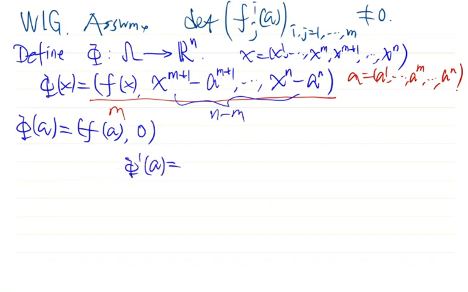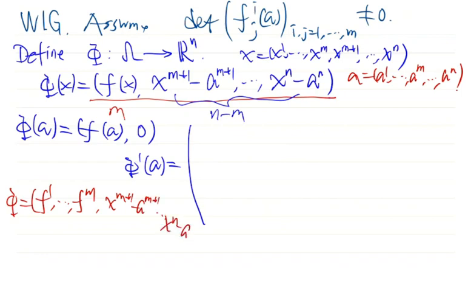Phi'(a) is given by the coordinates of phi, which are f1, ..., fm, x_{m+1} minus a_{m+1}, ..., x_n minus a_n. So the derivative of phi at the point a, or the Jacobian matrix of phi at the point a, is the derivative of all the components of phi with respect to x1, x2, up to xn. Therefore, the first row of this derivative matrix of phi at a is the derivative of f1 with respect to x1, x2, ..., xm, x_{m+1}, up to xn.